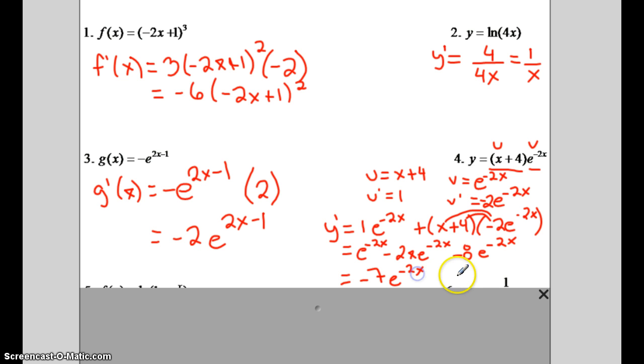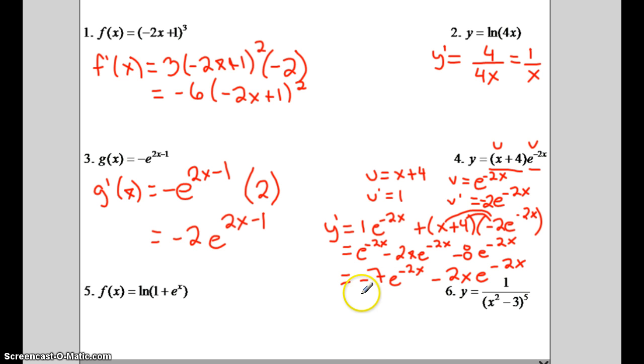And then I have a term all on its own, the negative 2x e to the negative 2x. I can factor out e to the negative 2x, that's fine, but we can go ahead and simplify and leave it as is.